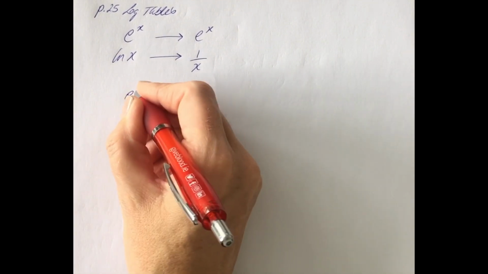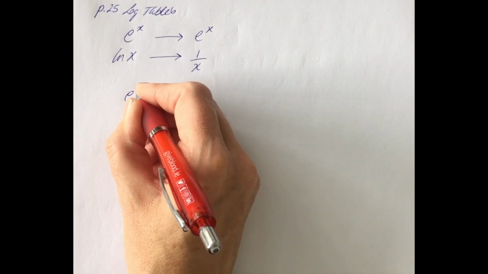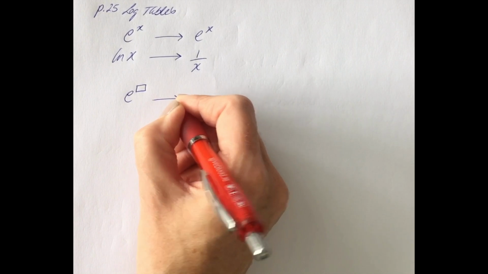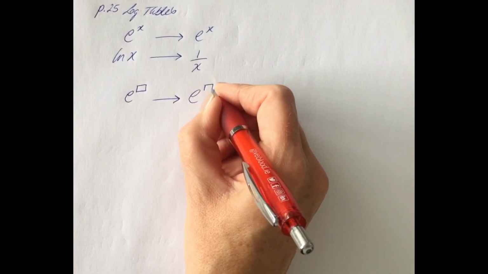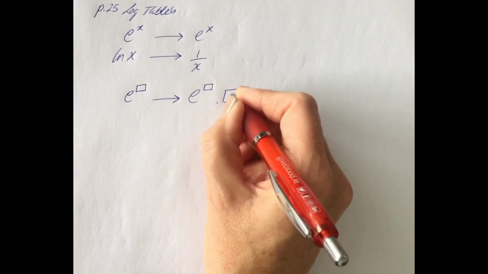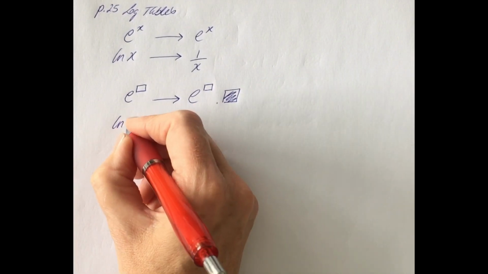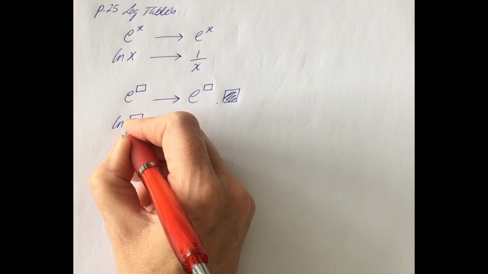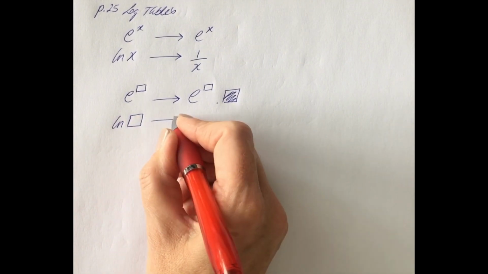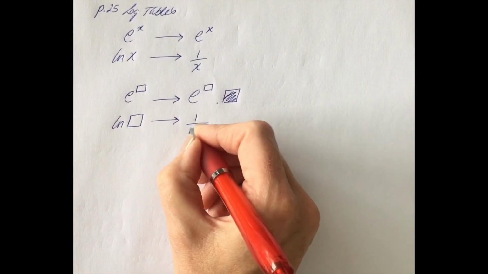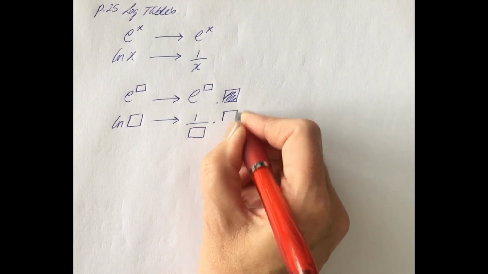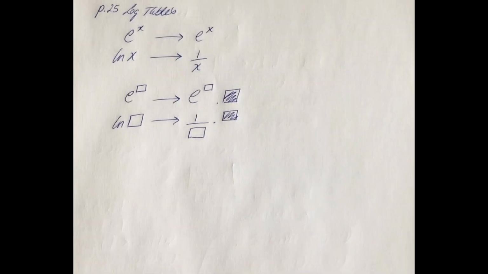When you have e to the power of something more complicated than just x, it will differentiate to e to whatever that is times the differential of whatever that is. And ln x, again, instead of x, if you've ln of something more complicated than just x, it will be 1 over whatever that is times the differential of whatever that is. Okay, so let's try some questions and examples based on these two functions.